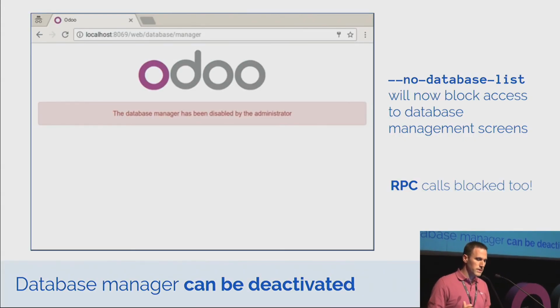Actually, we have improved an existing option as of Odoo 11. When you use the no database list flag to block access to the list of databases, two things will happen. It will block entirely the database manager. So with or without password, you will not be able to use these screens anymore. But it will also block it at the RPC level. So this database management operation will not be possible anymore at the RPC level, which fully protects you from attackers who might have stolen or are trying to brute force your superadmin password.